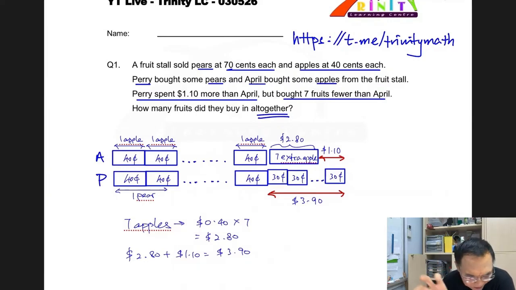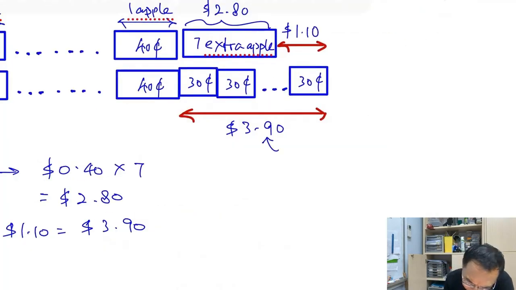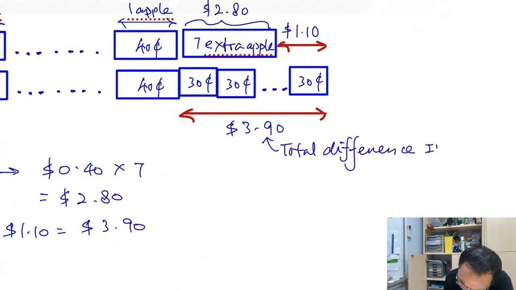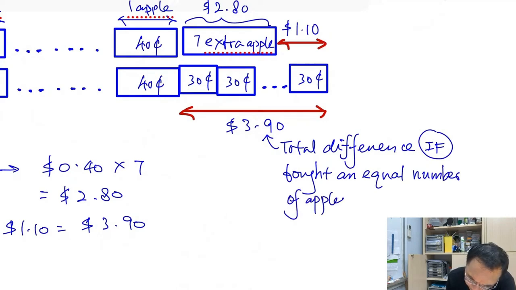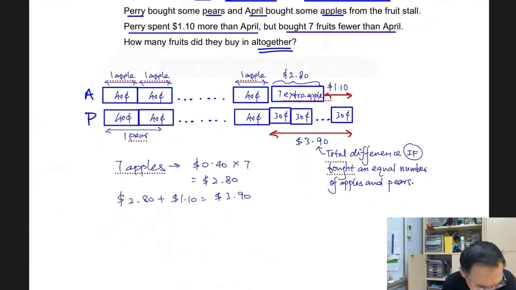$3.90 is the total difference if they bought the same number of apples and pears, okay? This would have been the total difference in the money spent if, this one is a big fat if, they bought an equal number of apples and pears. Okay, which didn't really happen, but if they did, this is what it will be.